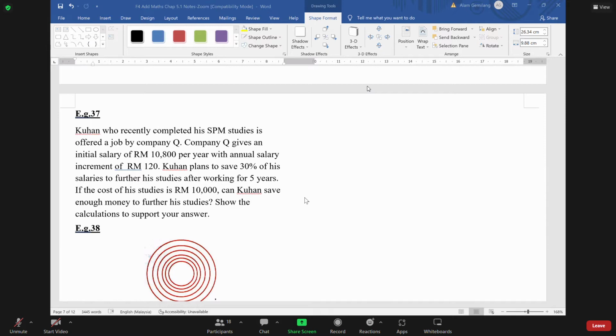So Kuhan plans to save 30% of his salaries to further his study after working for 5 years. If the cost of his study is RM 10,000, can Kuhan save enough money to further his studies? Show the calculations to support your answer. Okay. Yeah, so that means how much he can save. So what's the total he can save?